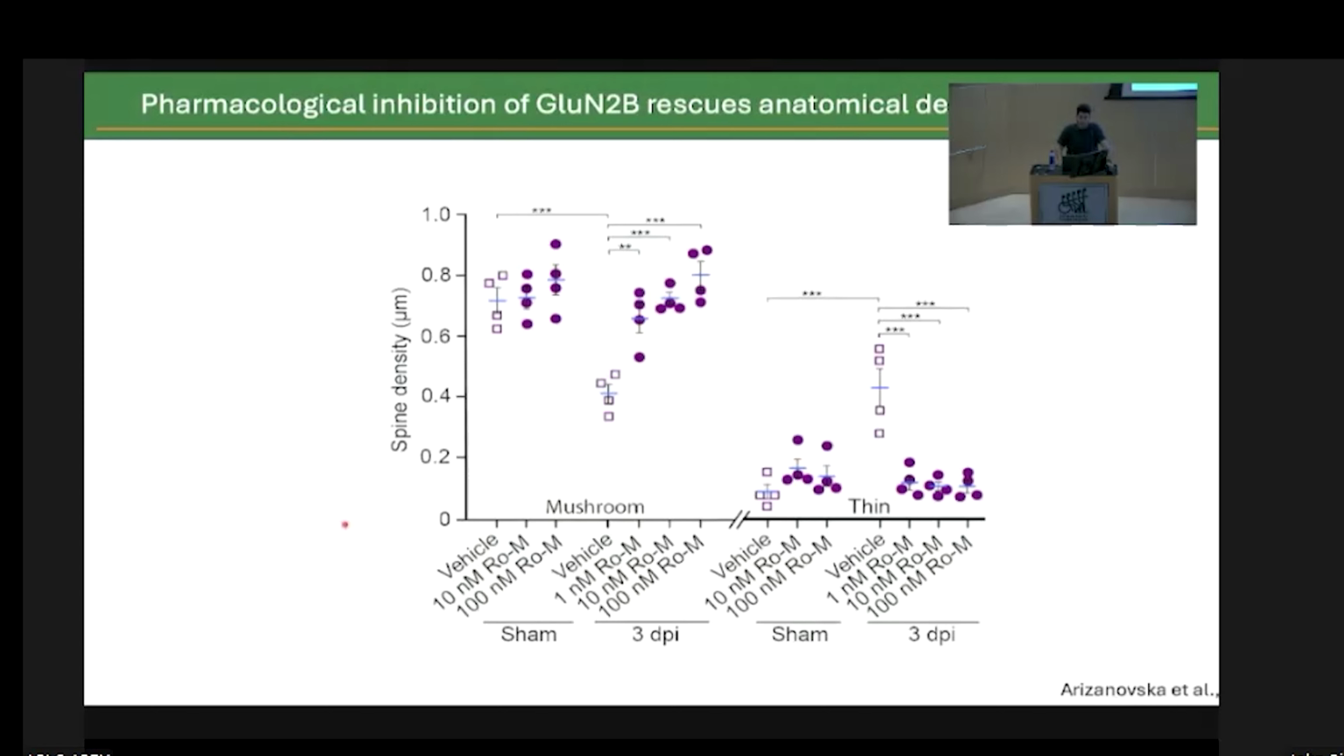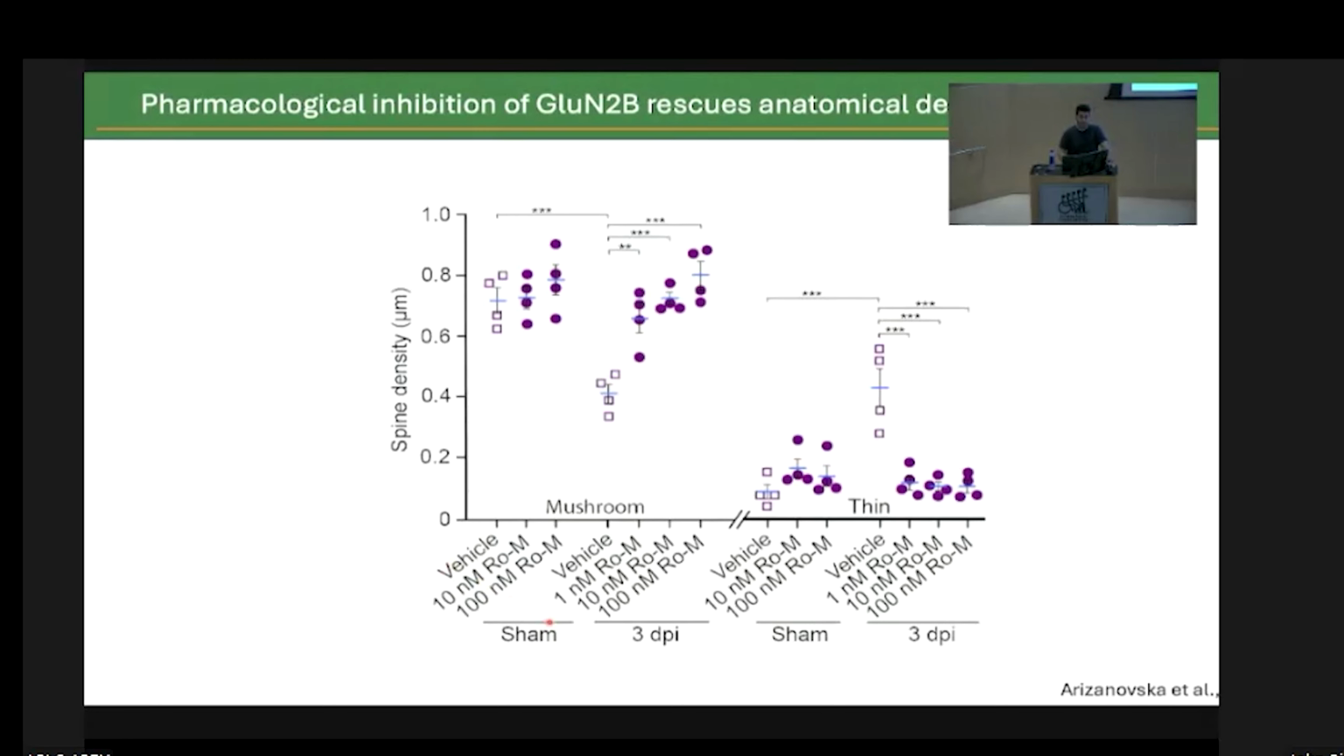So next, we wanted to ask another question. What is the role of these perisynaptic NMDA receptors? Another way to look at this is using pharmacology. So what we used is ifenprodil, which is a selective gluN2B NMDA receptor inhibitor.